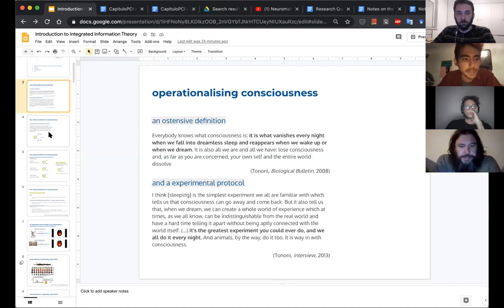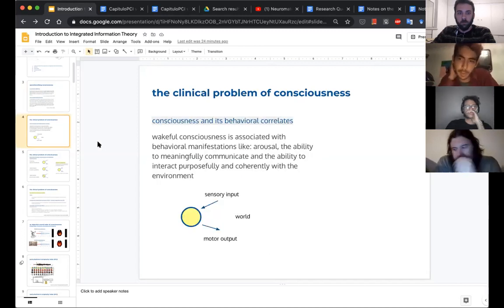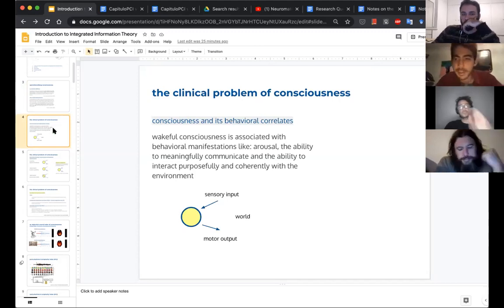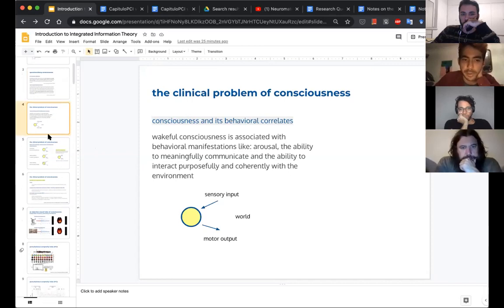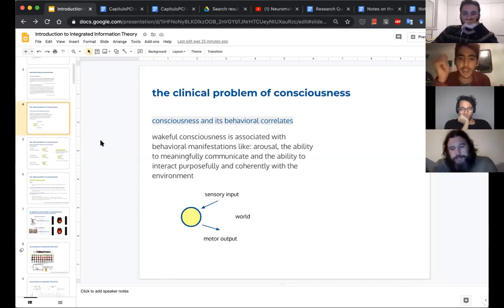So first, the way the problem of consciousness appears in the clinic is really impressive, because you have this clinical problem of diagnosing brain-injured patients where you don't know whether they are conscious. But to start, consciousness is normally easily assessed in wakefulness. It's behaviorally marked by a general state of arousal, like the ability to communicate and to interact with the environment. Just a second.